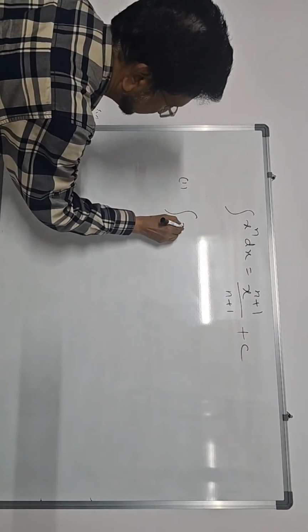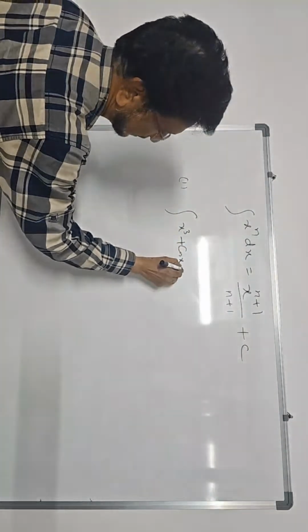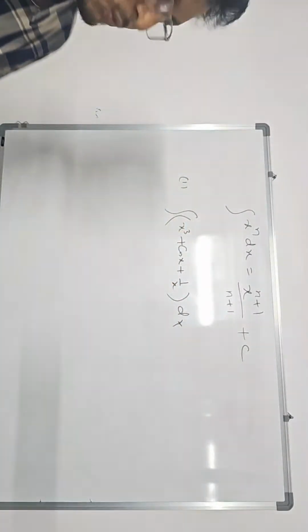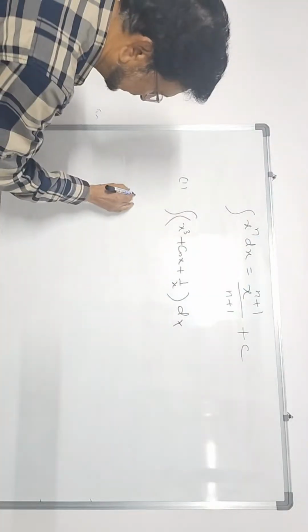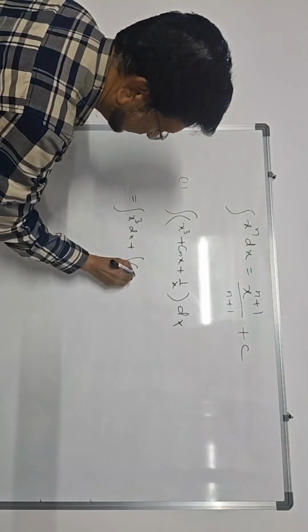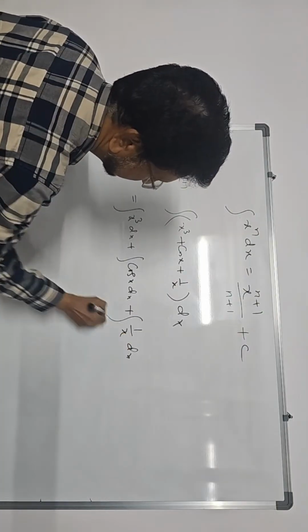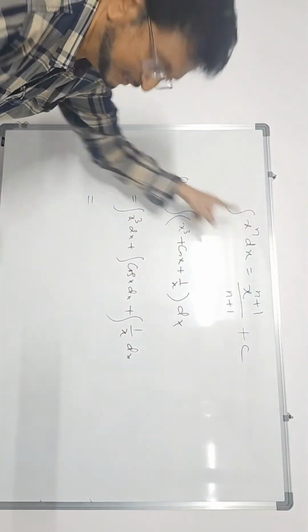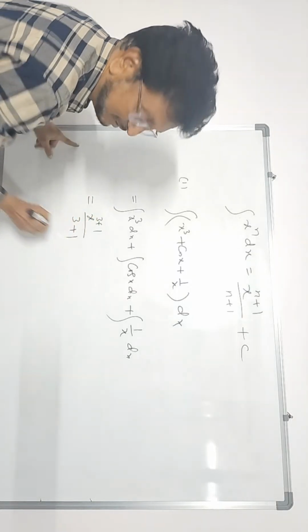Now I shall take up directly one question. Find the integration of x power 3 plus cos x plus 1 by x. Find the value. There are 3 terms, and you can do the 3 terms separately: integration of x power 3 dx, integration of cos x dx, integration of 1 by x dx. All these formulas I have written just now. What is the integration of x power n? I have said x power n plus 1 by n plus 1. So, 3 plus 1 by 3 plus 1.